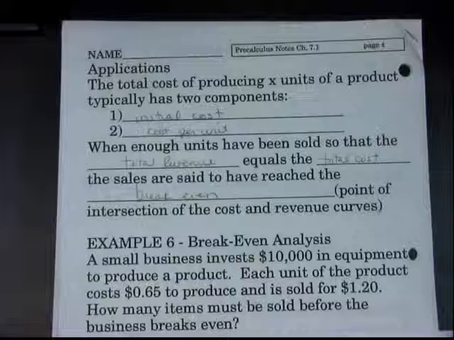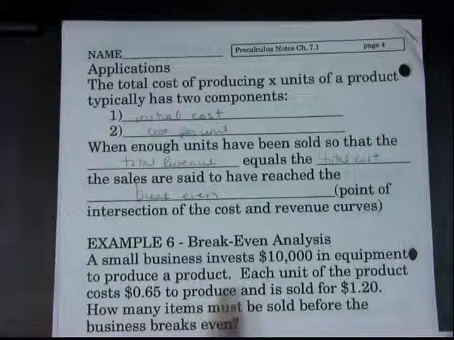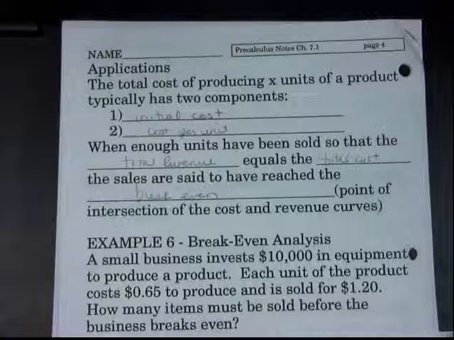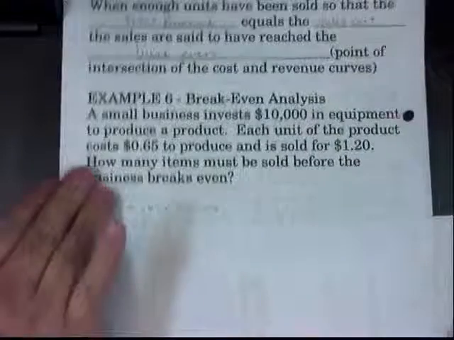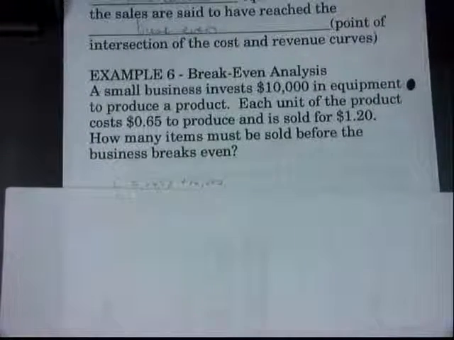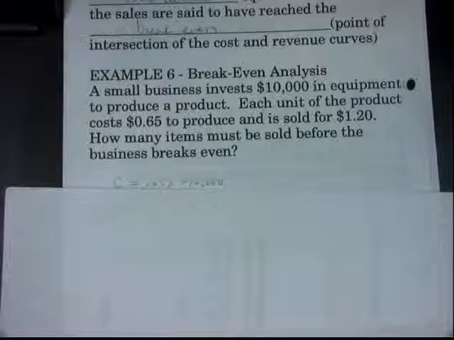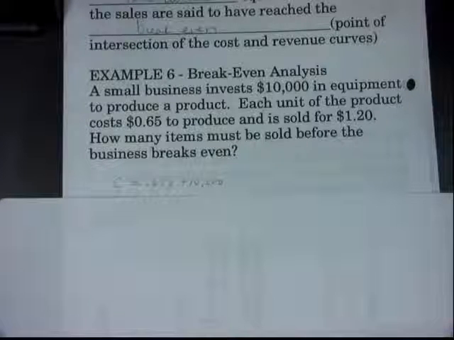So the example that we have here is that we invest $10,000 in equipment. Each unit costs 65 cents, but we sell them for $1.20. So how many items have to be sold before the business breaks even? So when we set this up, we have a cost. The cost has to include everything, the initial plus the per unit.